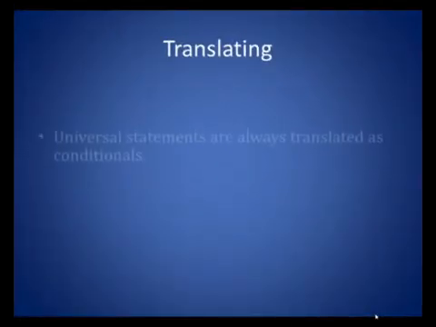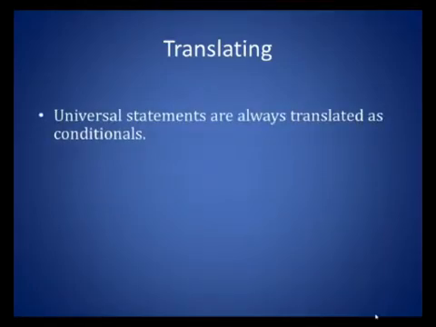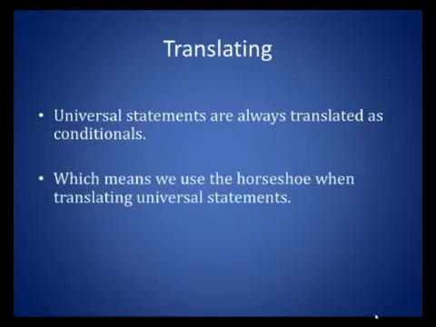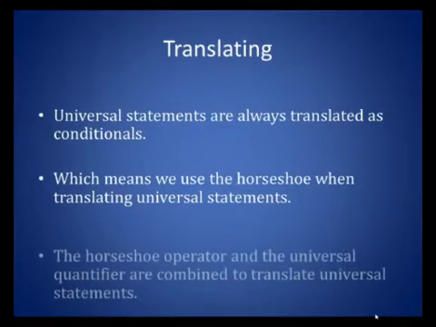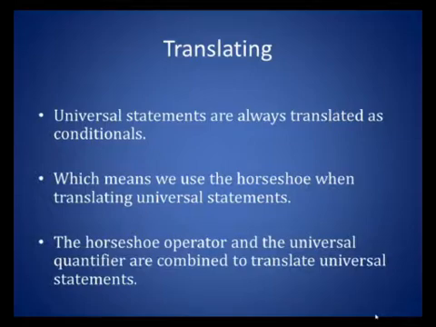First things first, though, and this is something that you need to remember. When translating universal statements, they are always translated as conditionals, which means we use the horseshoe operator when translating universal statements. Remember, conditionals are if-then statements. So anytime we translate a universal statement, it will always be translated with a horseshoe as a conditional statement. In addition, what we do is we add the universal quantifier to the horseshoe operator. So the horseshoe operator and the universal quantifier are combined to translate universal statements. This will become more clear when I show you an example.